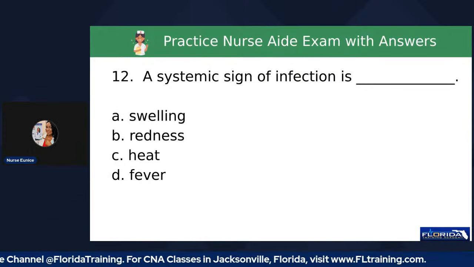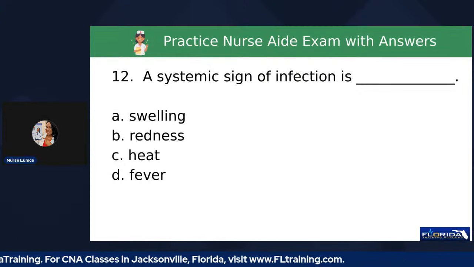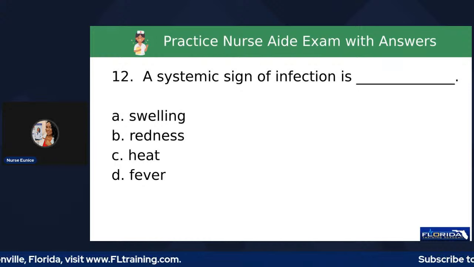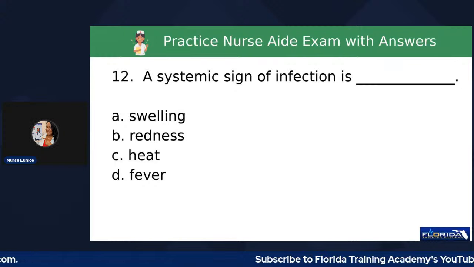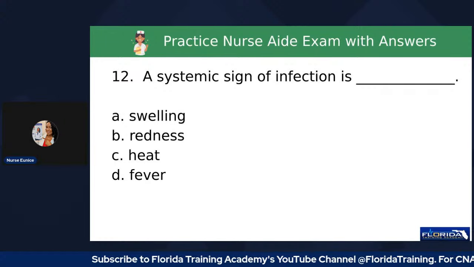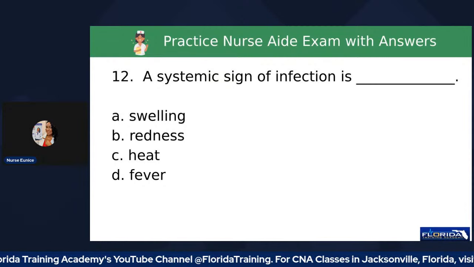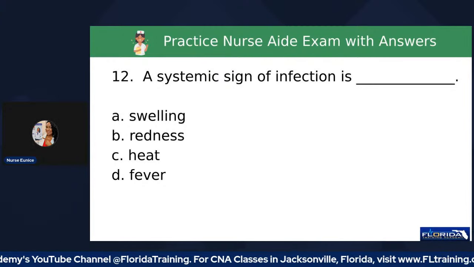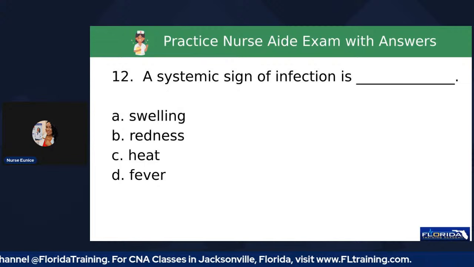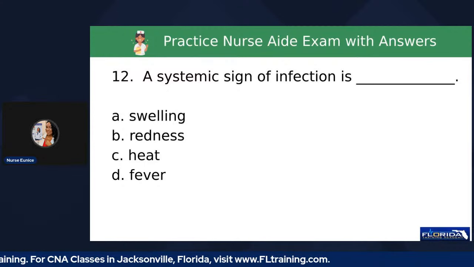Number 12, a systemic, like full blast, total body, a systemic sign of infection is A, swelling, B, redness, C, heat, or D, fever. I just know you all have this one. I know you're going to get this one right. A systemic sign of infection.